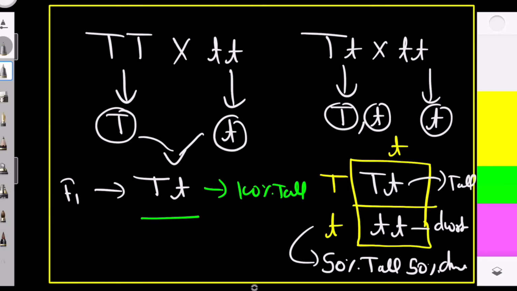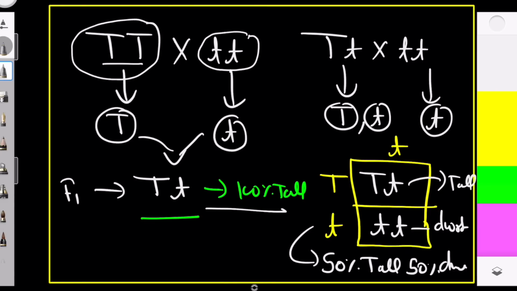Now try to see, if you cross an unknown genotype with homozygous recessive, and all the F1 progeny show the dominant phenotype, that is 100% tall, it means the unknown genotype is homozygous. It is a true breeding variety.